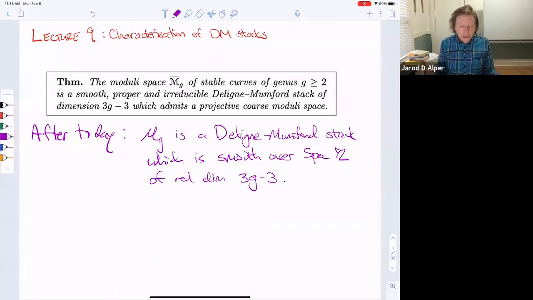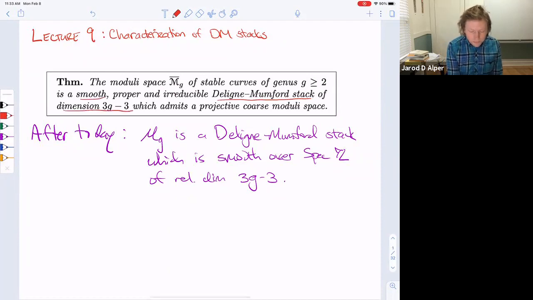We still haven't introduced stable curves, so we can't talk about MG bar, but we'll know that at least MG is Deligne Mumford, and we'll know its dimension, and we'll know it's smooth. And after today's lecture, we'll basically cap the first half of this course, where we've introduced sites, sheaves, and stacks being the first part, and then the second part being development of basic properties of algebraic spaces and stacks.